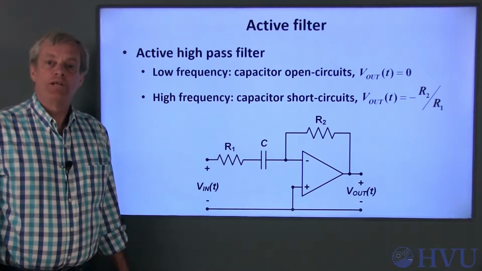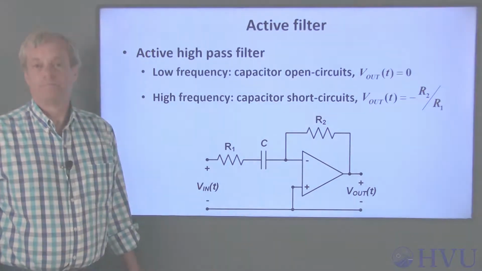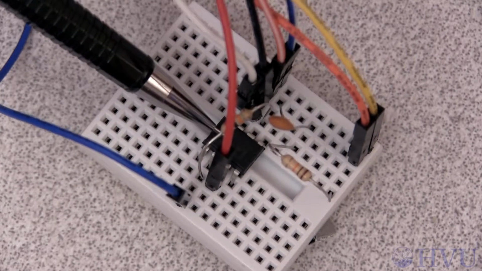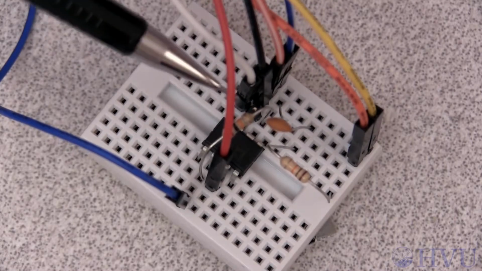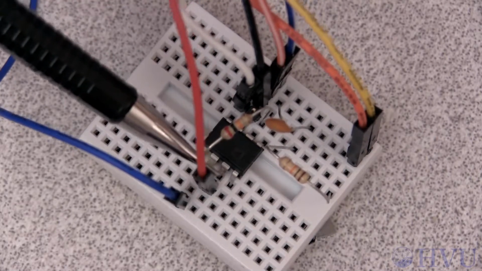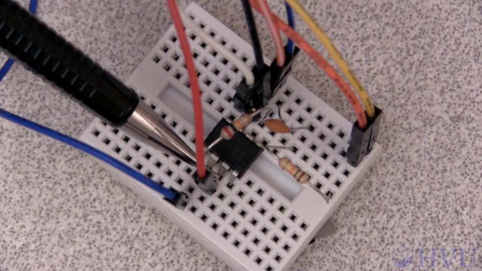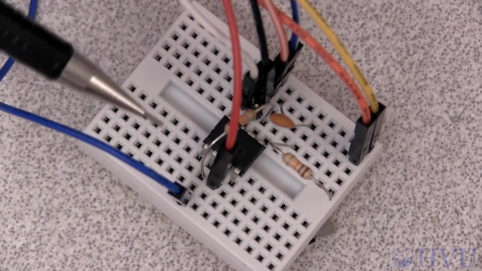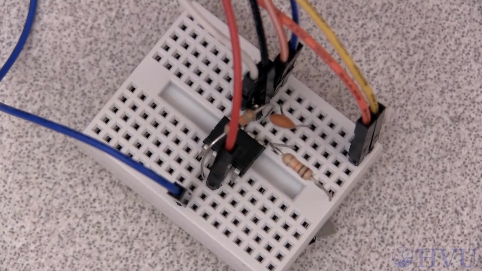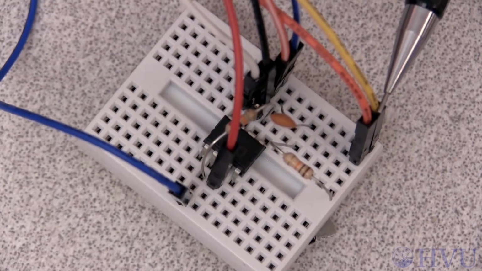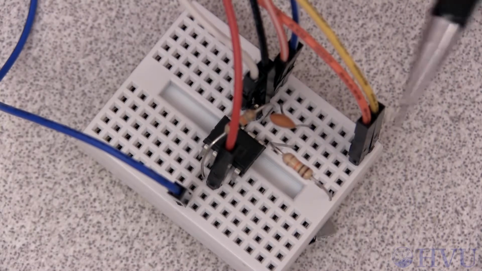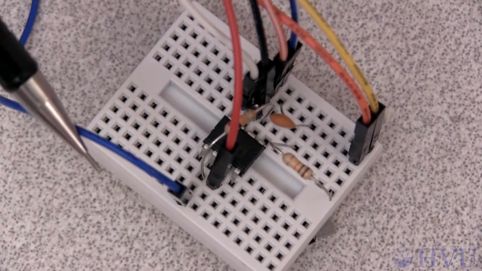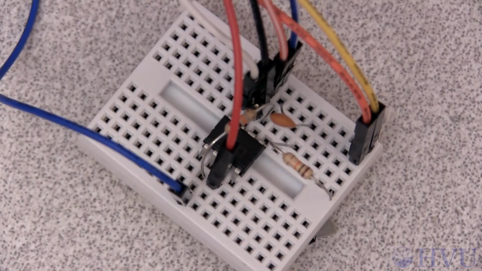Now let's demonstrate operation of the circuit. Here's our active high-pass filter. I've got an OP27 operational amplifier here. I'm applying positive 5 volts at the positive voltage input and negative 5 volts at the negative voltage supply. I'm applying the input with channel 1 of the waveform generator. I'm measuring the input with channel 1 of the oscilloscope. I'm measuring the output with channel 2 of the oscilloscope.